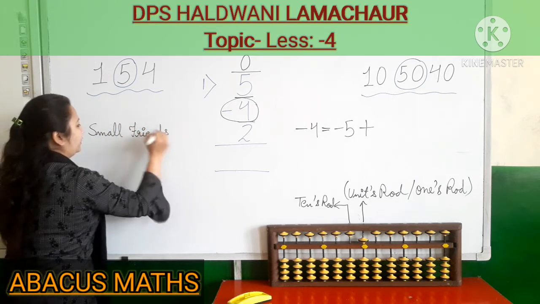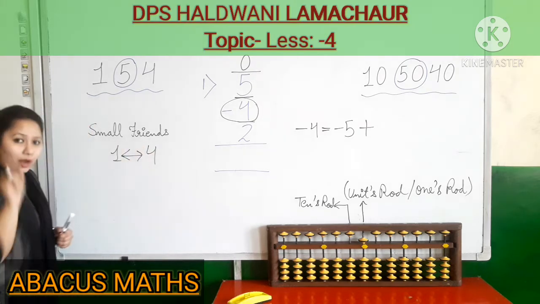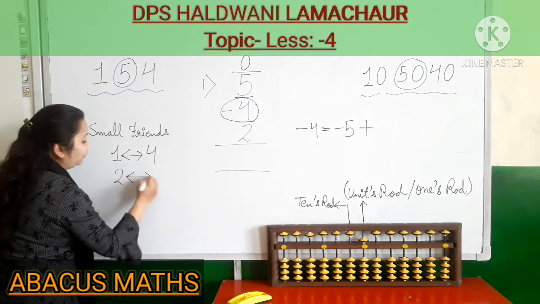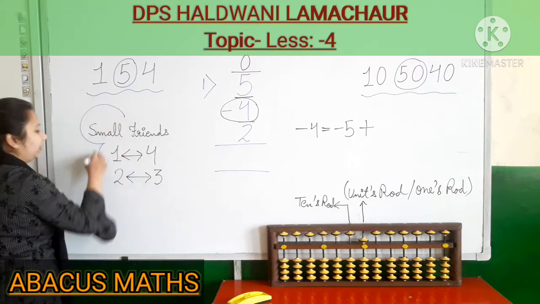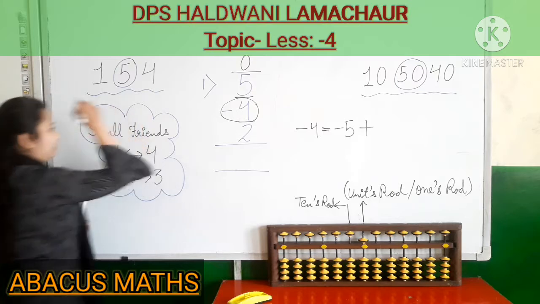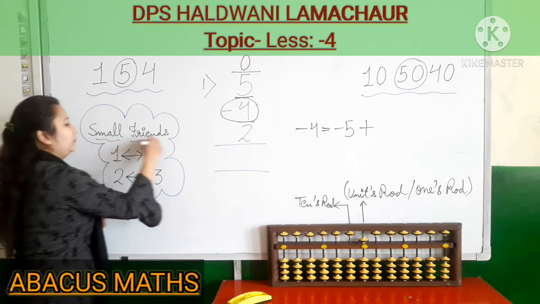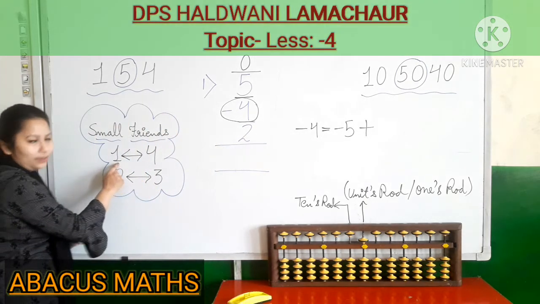I have told you kids to learn these small friends because without these friends you can't do this sum in the tool. It should be in your fingertips. And how you will learn them? You will learn them with the help of fingers. Yes. See. Now, 4 is the friend of 1. So add 1.